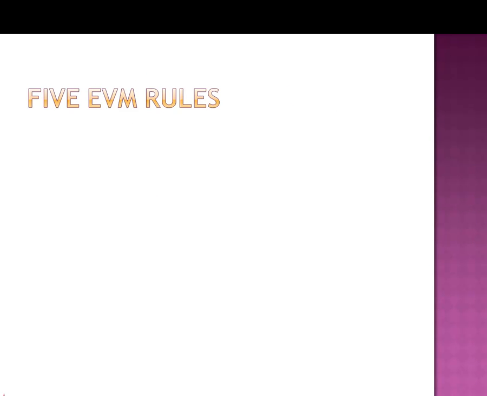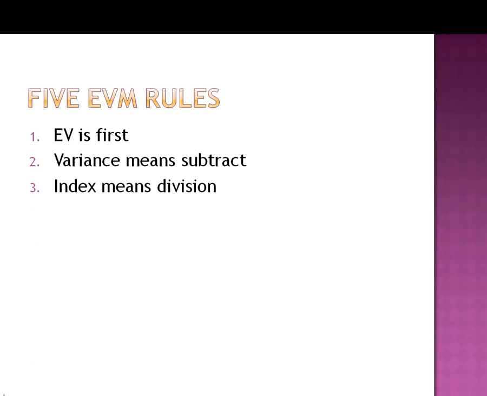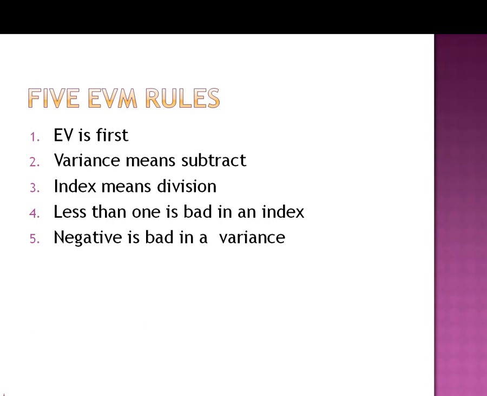There are 5 earned value management rules that you should know. The first is EV is always first in your formulas. You need to know that first. Variance, of course, means something minus something. Index means something divided by something. Less than 1 is bad in an index. And the negative, of course, is bad in a variance. So those are some fundamentals for your earned value management on your PGMP exam. Thank you.